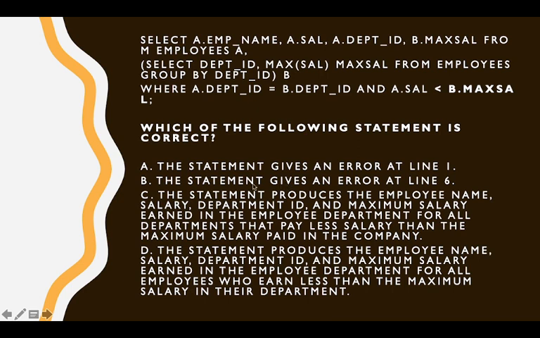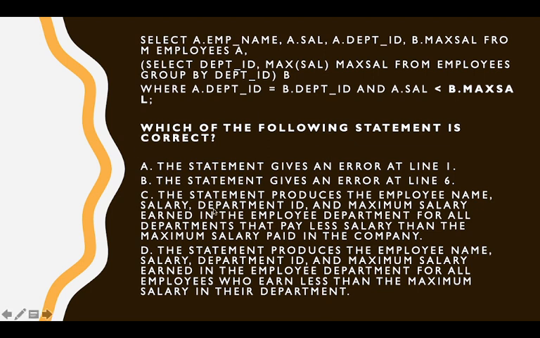Now coming to option number C, which says the statement produces the employee name, yes, salary, yes, department ID, yes, and maximum salary earned in the employee department for all the departments that pay less salary than the maximum salary paid in the company. So this is our option number C.